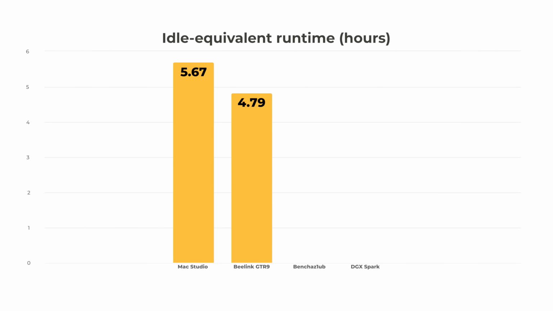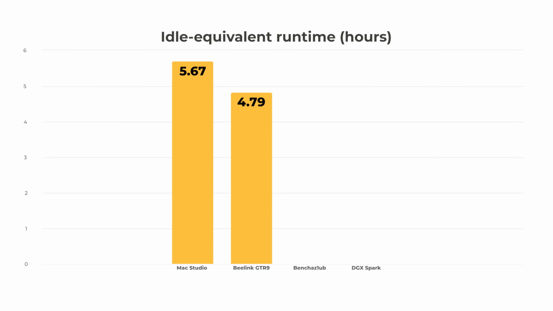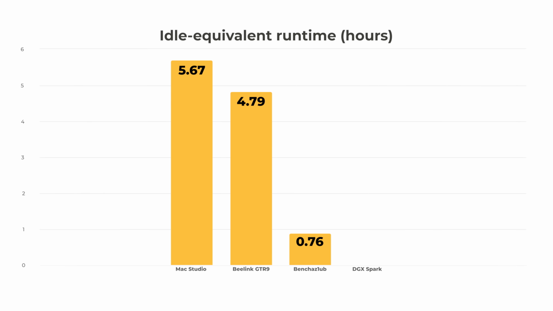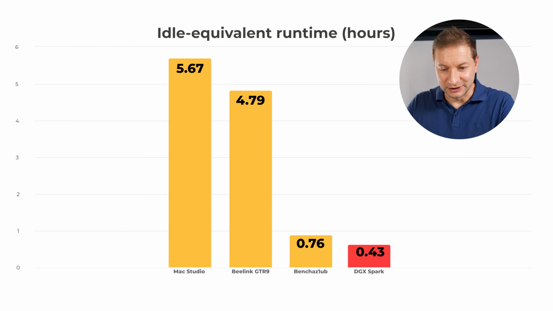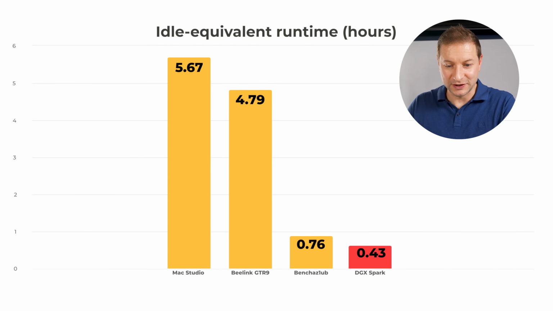The Beelink GTR9, the Strix Halo machine, also pretty good. But the bench with the Radeon card in there and the DGX Spark, not so much. Less than an hour for each one of them. DGX Spark sitting idly is not a good use of energy. You need to be using that thing. And if you're using it, then it really pays the bills.